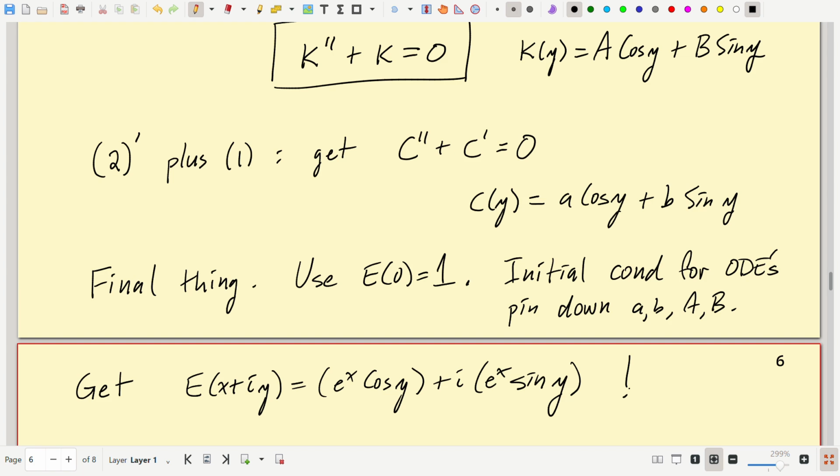Yeah. How did k and c basically end up having the same equation, a cosine y plus b sine y, even though... Oh, it's the same differential equation.